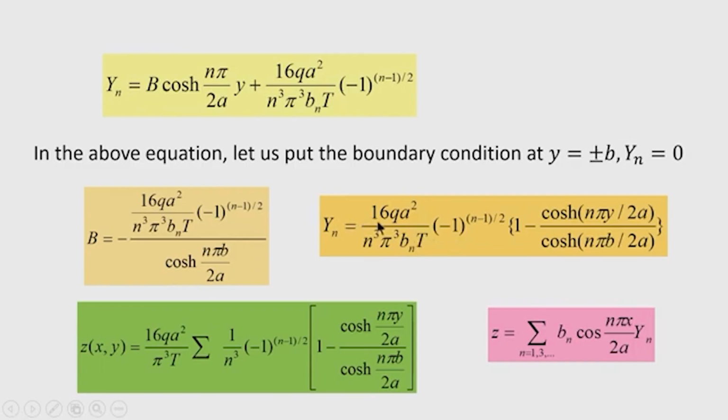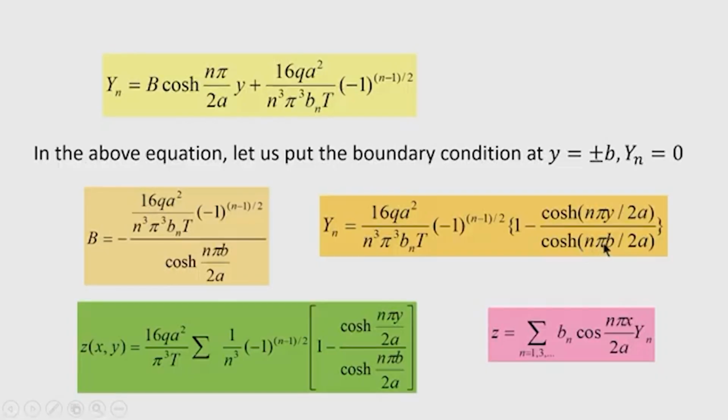Capital Y n is 16 q a square divided by n cube pi cube b n. b n is the coefficient and t is the tension, into minus 1 to the power n minus 1 by 2, bracket 1 minus cos hyperbolic n pi y by 2 a divided by cos hyperbolic n pi b by 2 a. Actually, here it is a square membrane, so we can take this term as this. Okay. The deflected surface z equal to f of x, y is this.